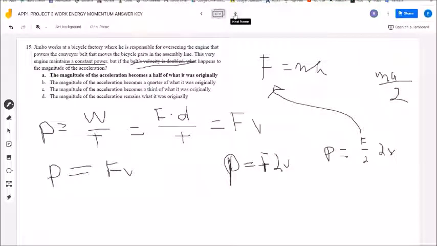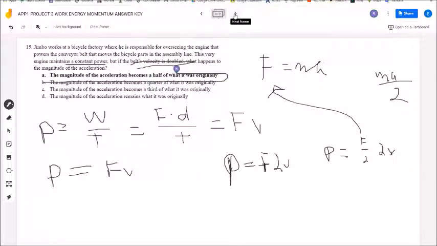Mass is constant. What happens to the magnitude of acceleration? The acceleration will be halved of what it was originally. So the answer is A.